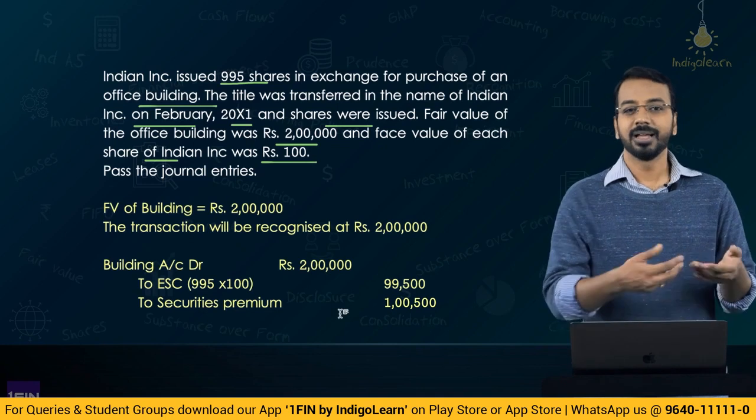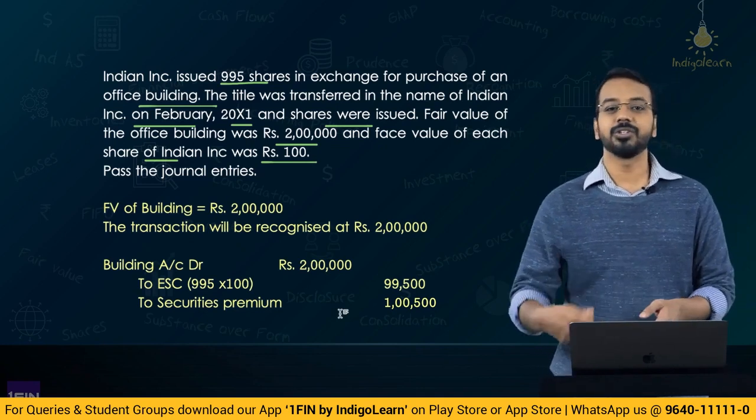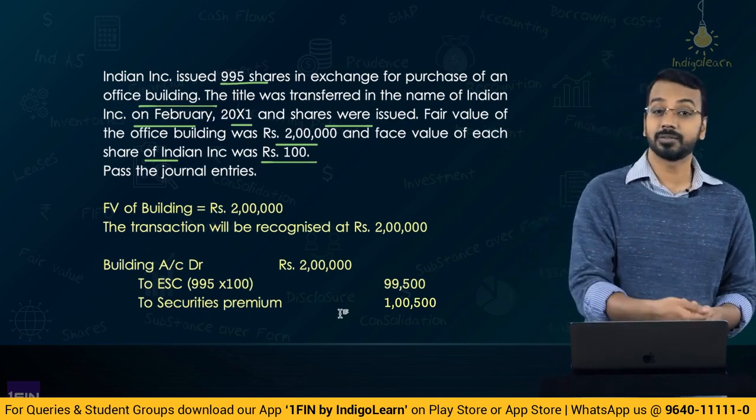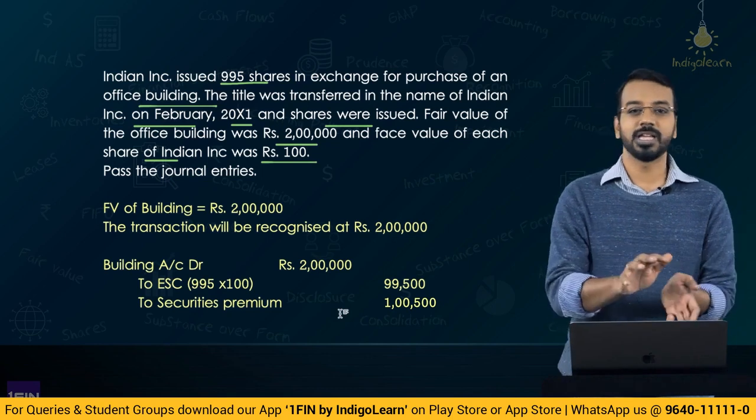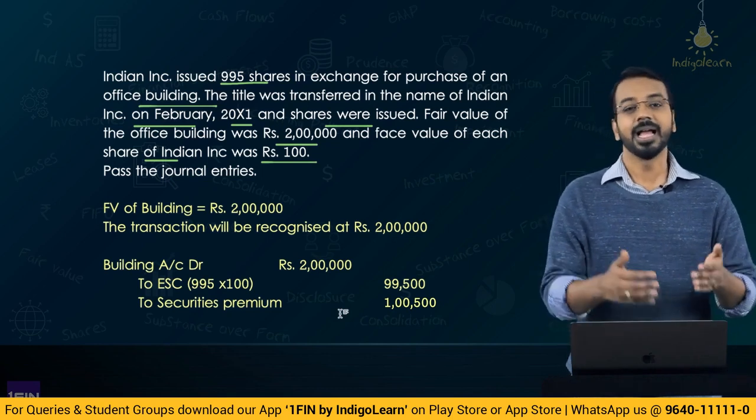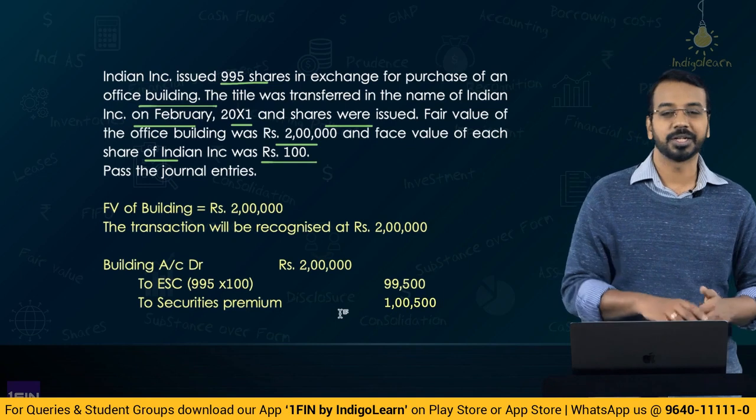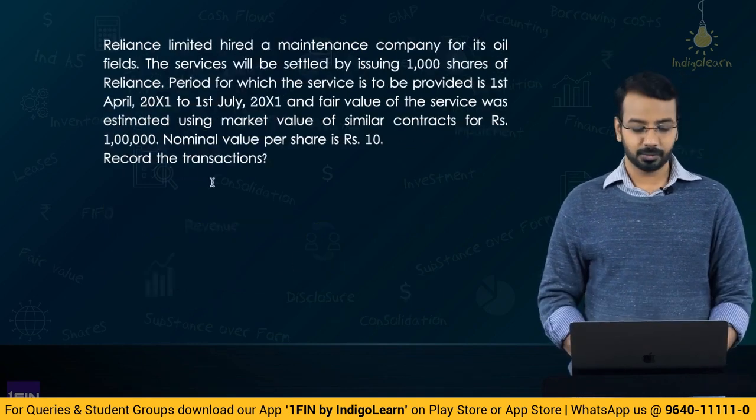So basically what are we saying? We have got buildings worth 2 lakhs and we have issued equity shares. We have issued 995 shares, face value of 100. So face value will be credited to equity share capital and the balance will be credited to securities premium account. Let's look at the next question.